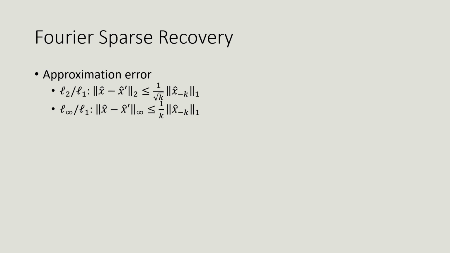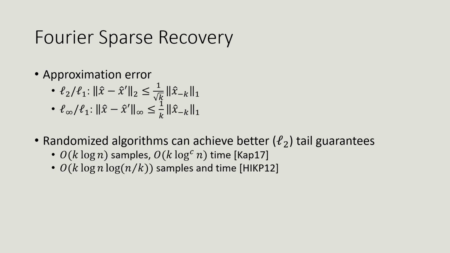Note that the x hat minus k is the inevitable error. That is, even if we recover the largest k frequencies exactly, we are still left with this much error. And we also call x hat minus k the tail. There's also another type of error where the right-hand side depends on the L2 norm of the tail instead of L1, and this is a stronger guarantee. So if we have an algorithm that gives L2 tail guarantees, then we automatically have an algorithm that gives us L1 error guarantee.